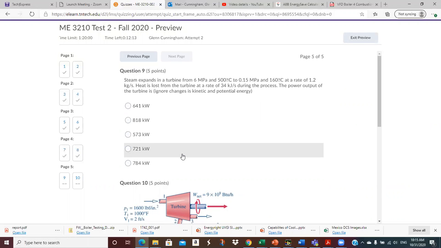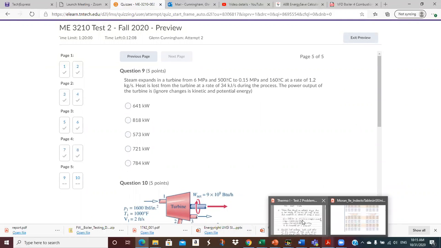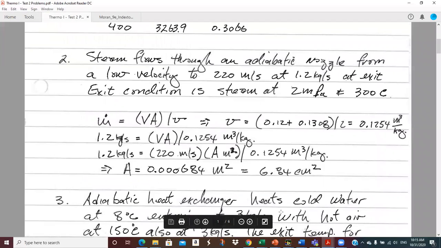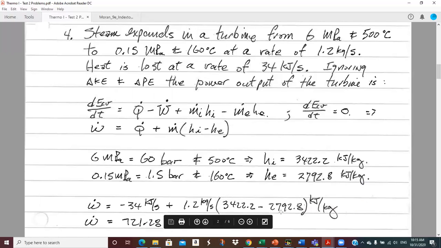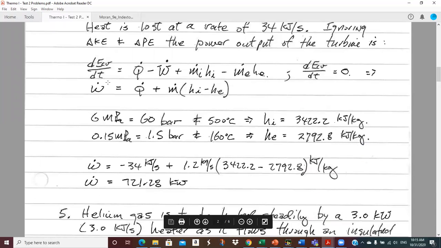We're going to throw away kinetic and potential energy. So this is an energy balance. dE_CV/dt, the full-blown version for a single inlet, single exit, and of course we're going to set that equal to 0, so this term will be 0. We have the heat transfer term, the work term, the mass flow, and we have enthalpy in and out. So it's pretty much plug and chug.